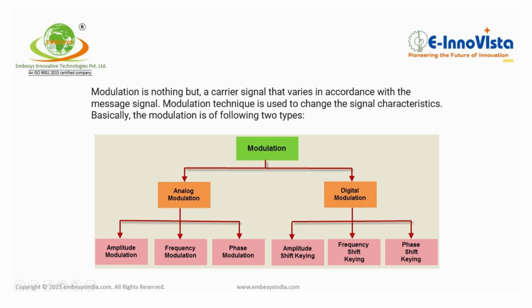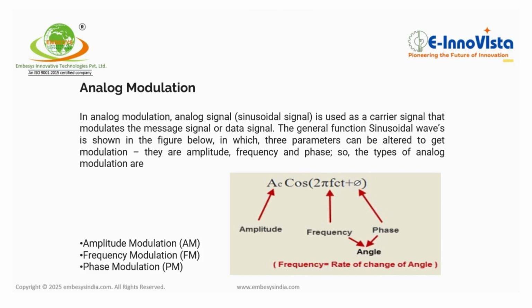In the context of digital modulation, there are three types: first is ASK, amplitude shift keying, then FSK, frequency shift keying, and PSK, phase shift keying. So analog modulation we discussed previously. It is a type of modulation that varies only the amplitude, while phase and frequency remain unchanged.